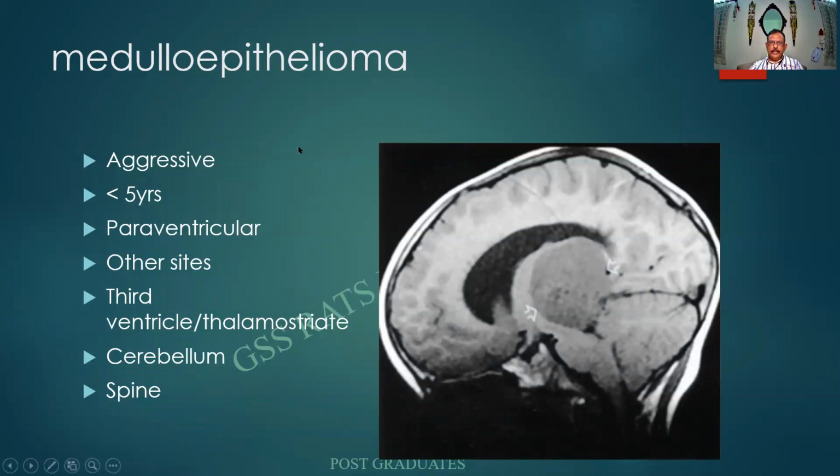The medulloepithelioma. This is again an aggressive tumor found in children less than 5 years of age. Usually it is found around the ventricular spaces, paraventricular in location. And the other sites, as I had mentioned earlier, it can be around the ventricle or in the region of the corpus callosum, cerebellum, and the spine. Here I am finding a large tumor, and obviously you find that there will be a compression preventing the drainage of the cerebrospinal fluid.